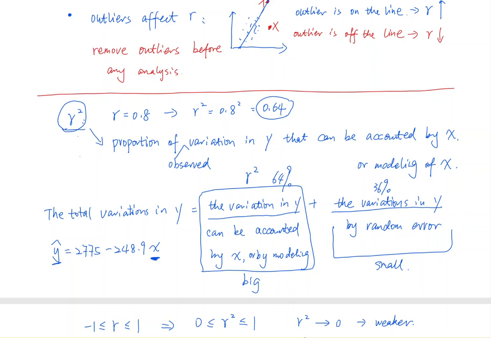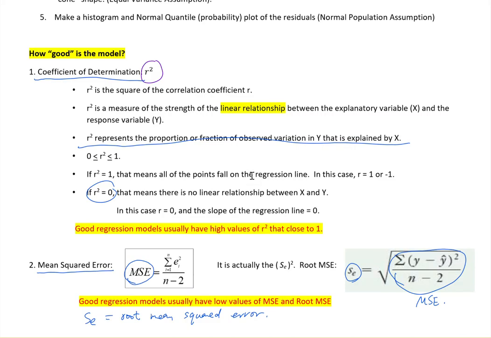So we say a good regression model should have a high value of R squared that is close to 1, and also have low values of MSE and root MSE. These two are the same thing.